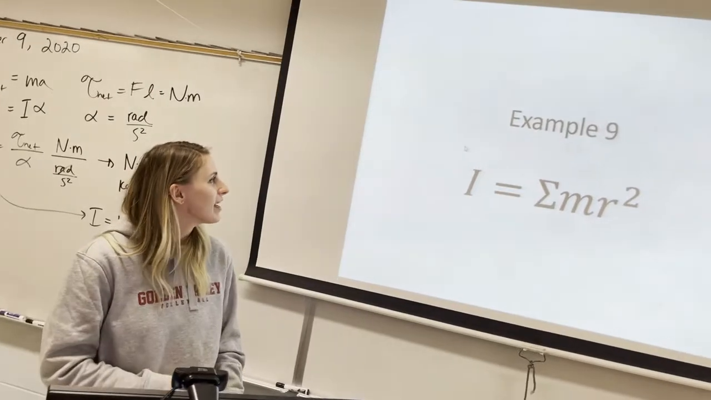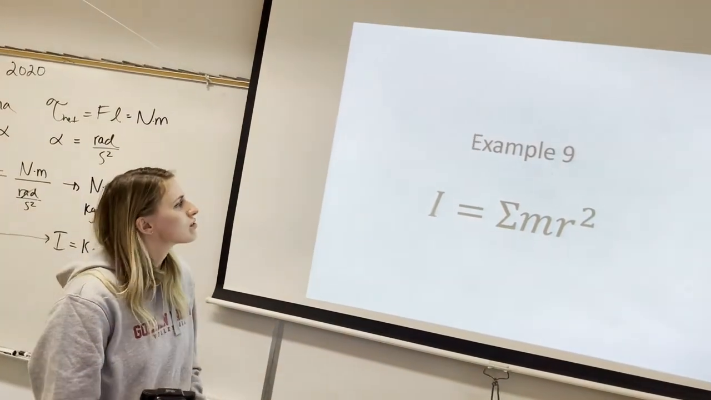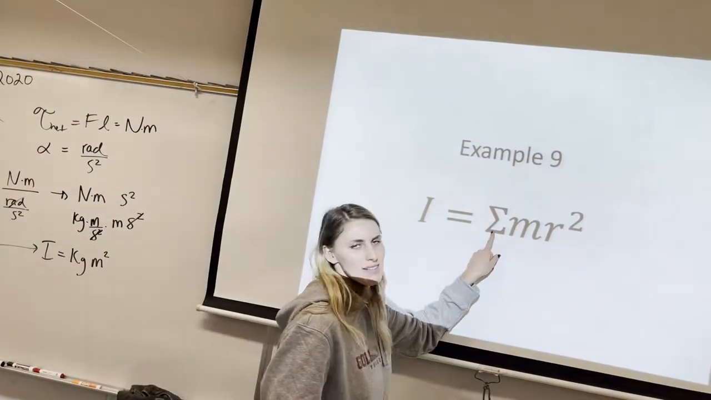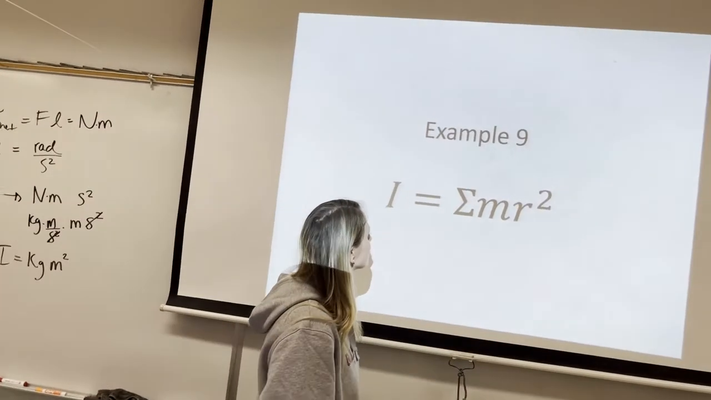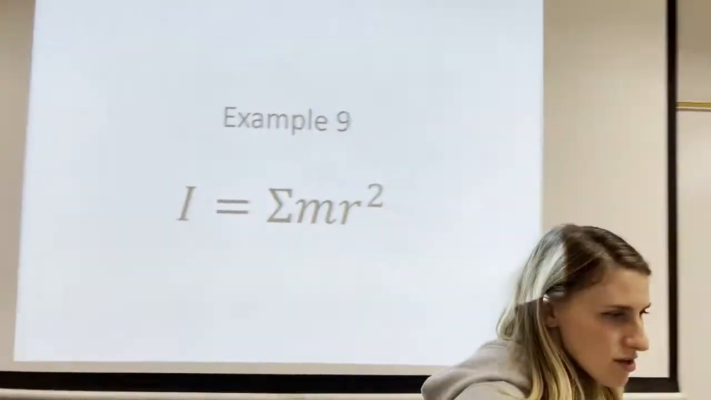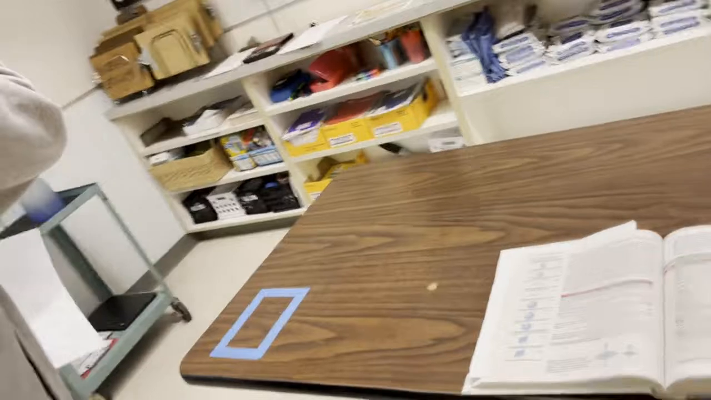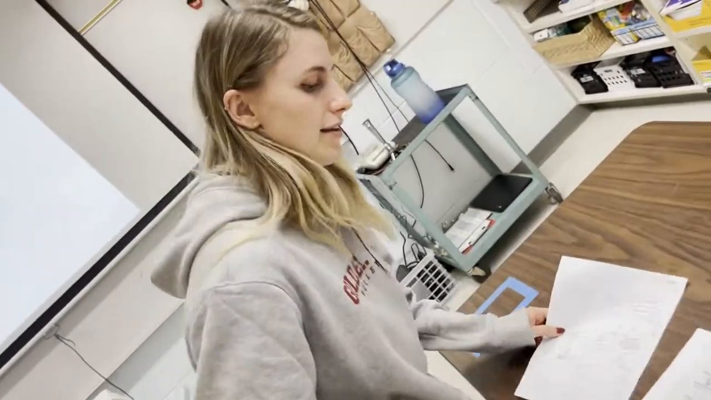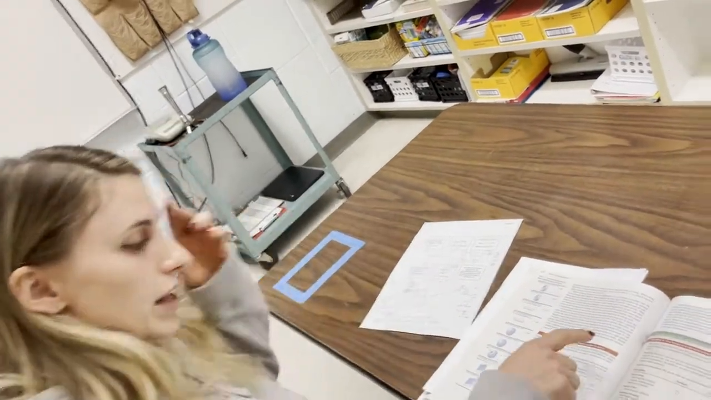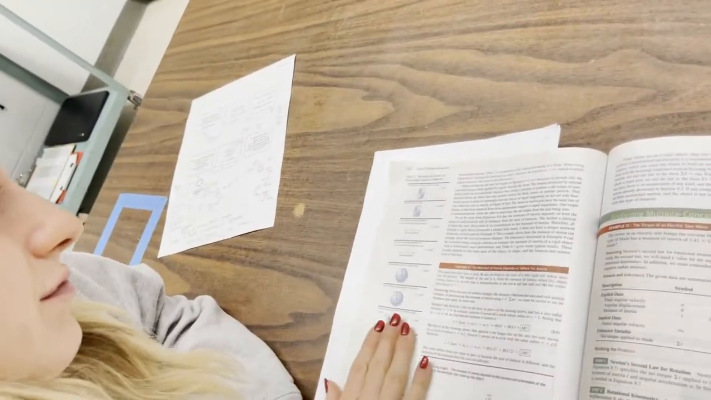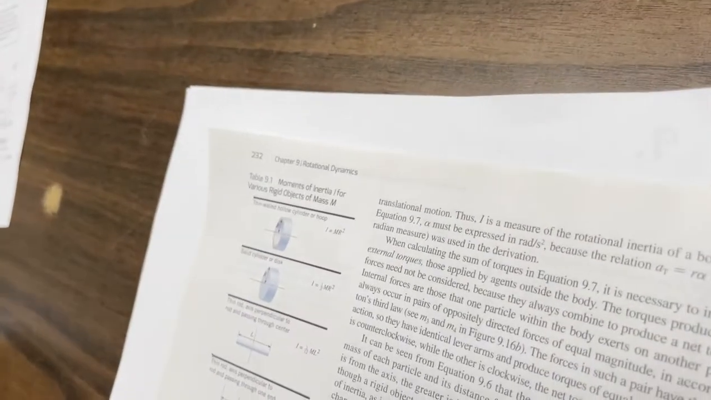Okay, example 9. Inertia equals the sum of mr squared. That's the Greek letter sigma, and it means sum. The moment of inertia for a set of particles is going to be the sum of the mass times the radius squared. So let's take a look at this question. Grab your books and read along with us on page 232.